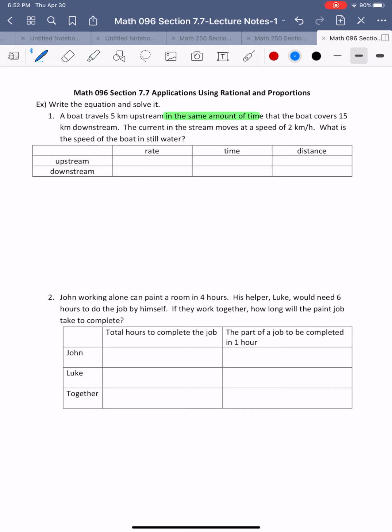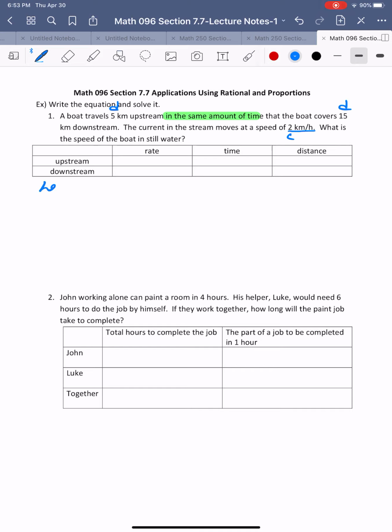So these are the distances: a distance of 5 kilometers and another distance of 15. The current in the stream moves at a speed of 2 kilometers per hour, so this is the water speed. And then what is the speed of the boat in still water, if there's no water speed? So we are looking for the rate of the boat.